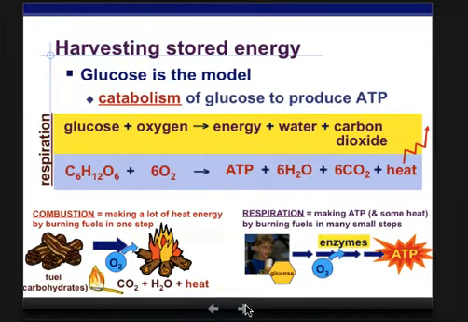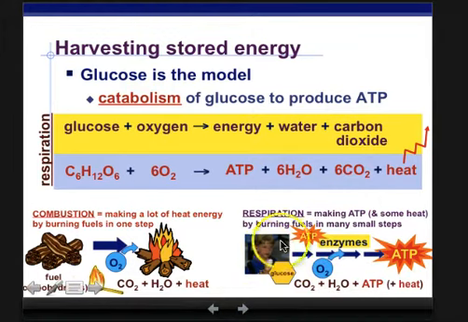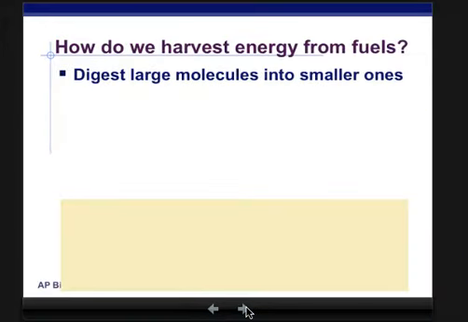And enzymes, lots of them, so that we get a lot of ATP. We use a little ATP in there too. And so there's the difference between combustion, burning all at once, one step, respiration, many steps. So how do we harvest the energy from fuels? We're digesting large molecules into smaller ones. And if you're going to follow along, this is when we're going to start talking about oxidation and reduction, which is in your book on page 161.